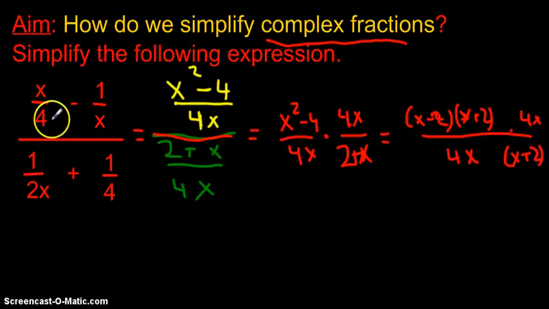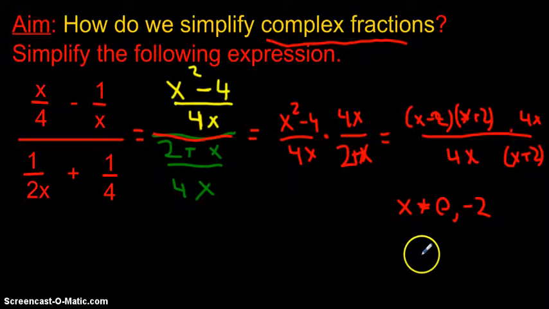So first things first, write them as 2 fractions, one in the numerator and one in the denominator. Change it to multiplication by the reciprocal, and factor, identify the excluded values, then simplify.